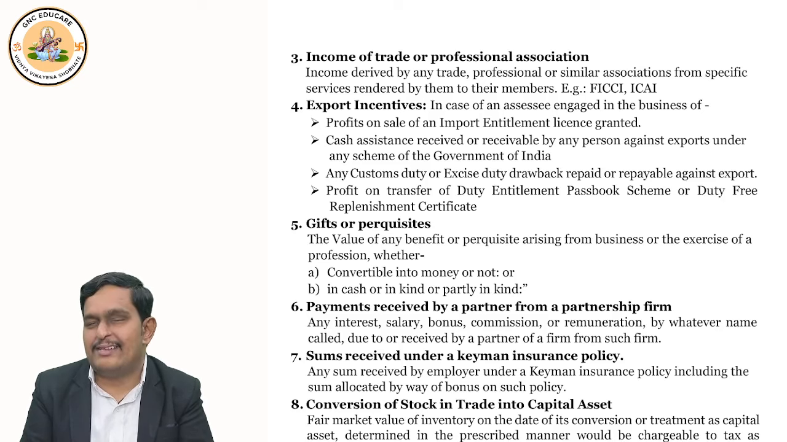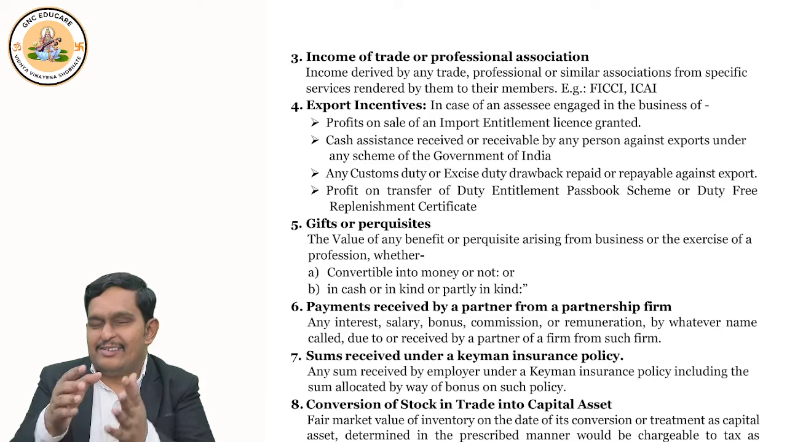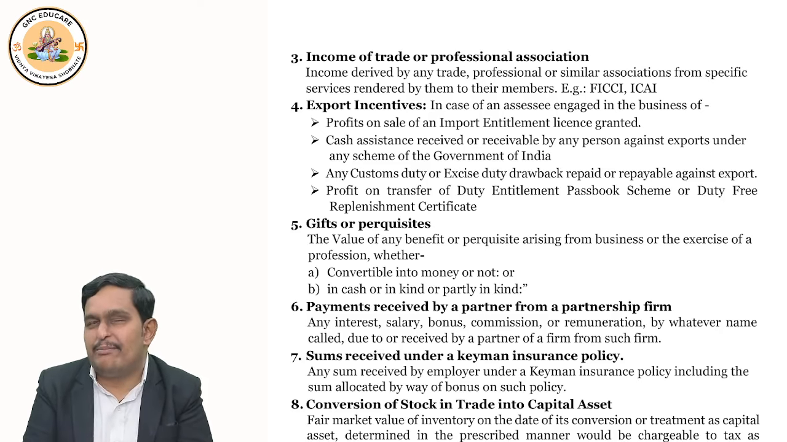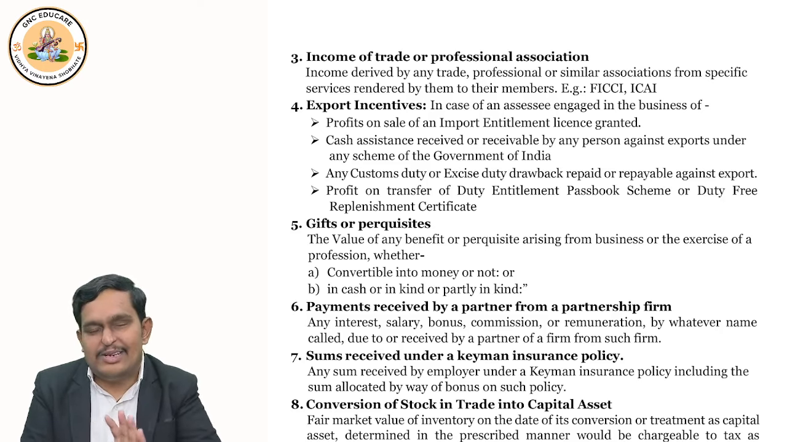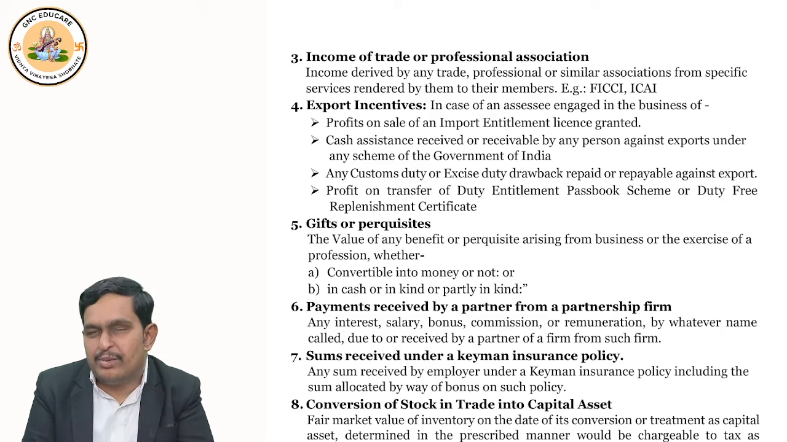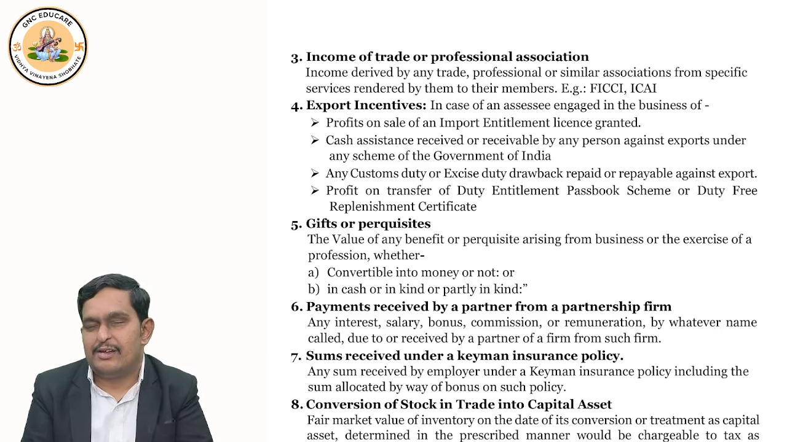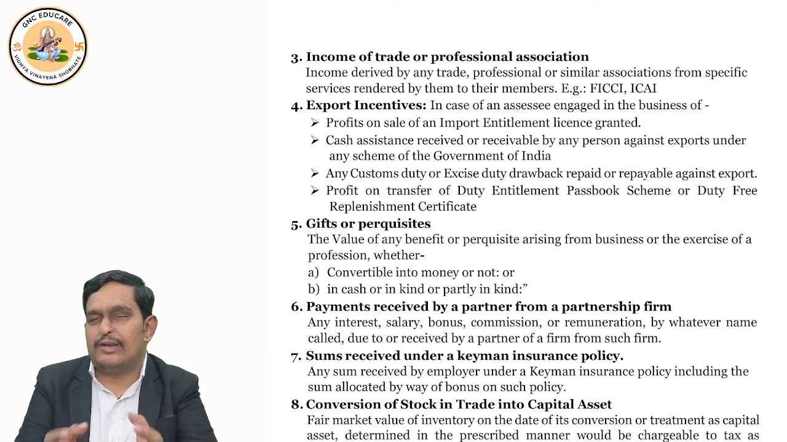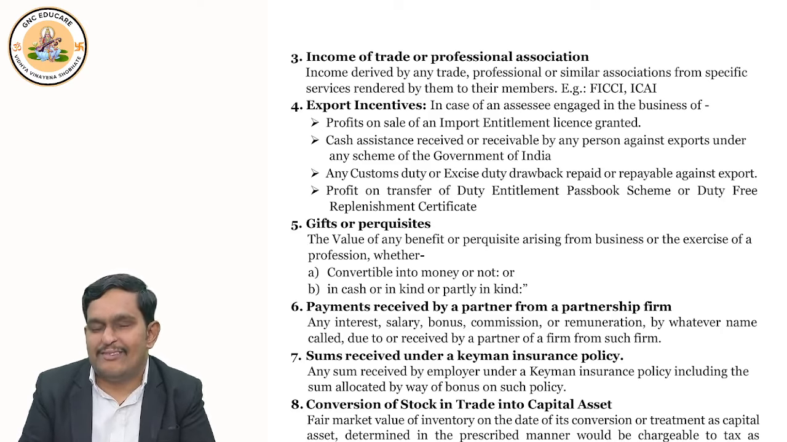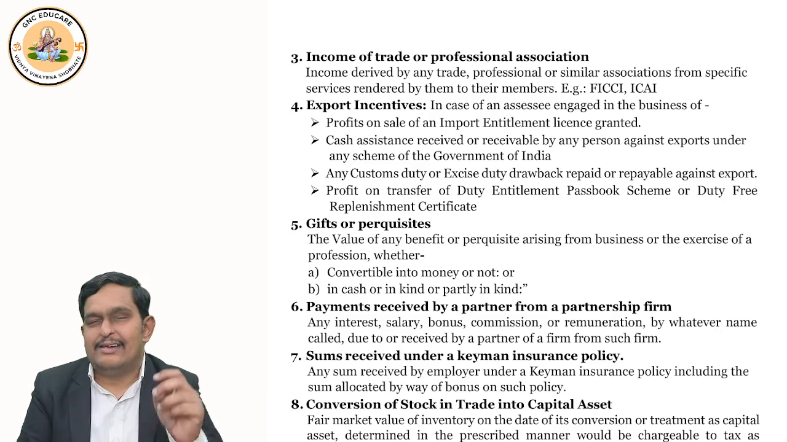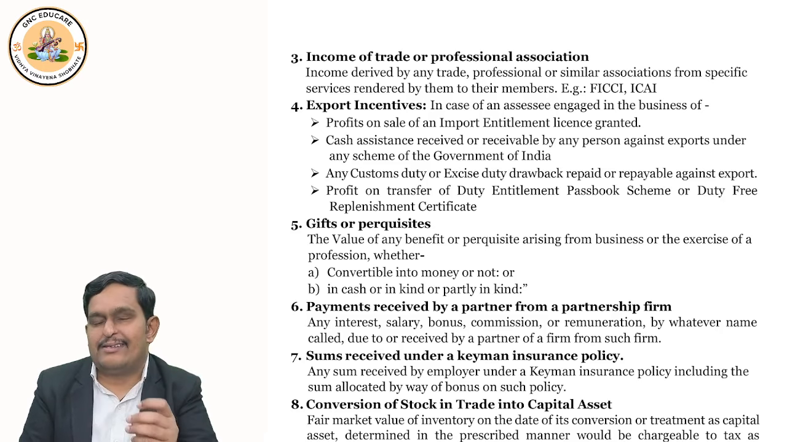Cannot be taxed under salary. Sorry. Arey, partner, he is not employee, correct? Partner is not employee. So that's why it cannot be taxed under salary. To tax it under salary, employer-employee relationship should be there. But partner is not employee. He is the owner of the business. So that's why partner's salary, partner's interest, partner's commission, all are taxed under profits and gains of business or profession.